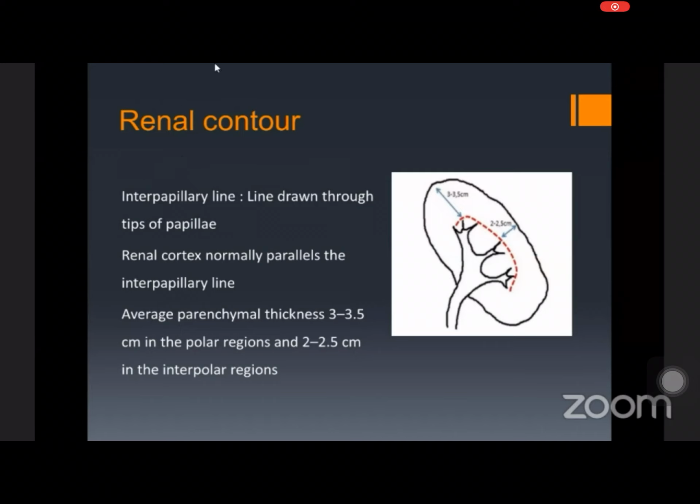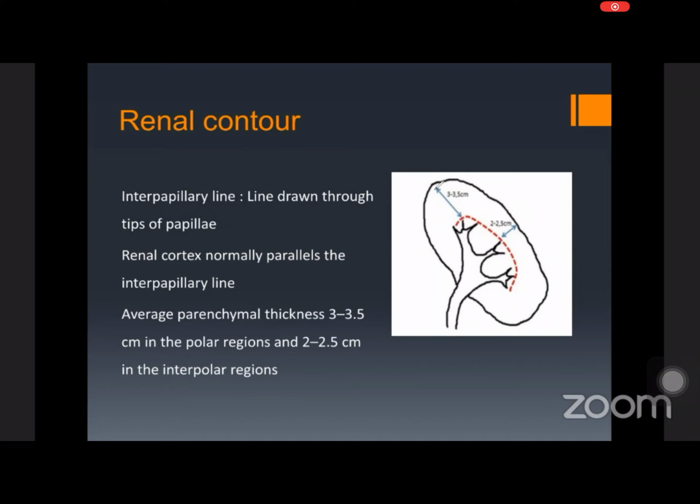So coming to the abnormalities of renal contour. We have to assess the interpapillary line. The interpapillary line is, as the name suggests, a line connecting the tips of the papilla. Here we see the red line, which is the interpapillary line connecting the tips of the papilla. Normally the outer renal cortex should be parallel to the interpapillary line, so any alteration in this is suggestive of a pathology.